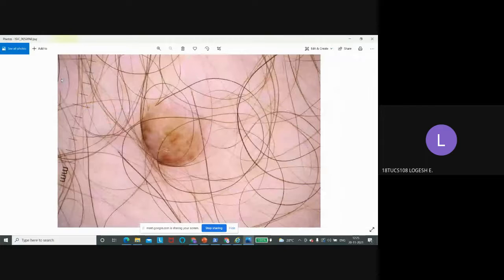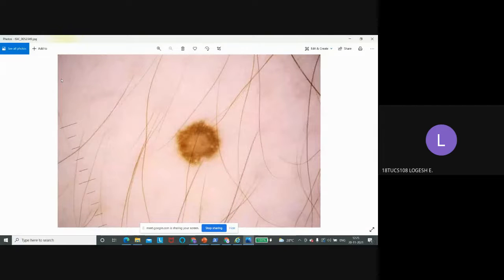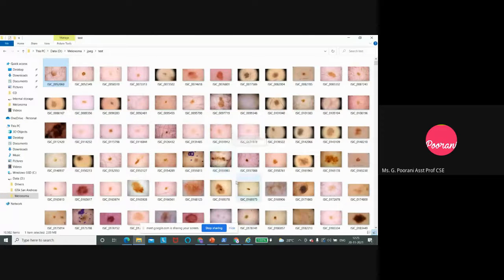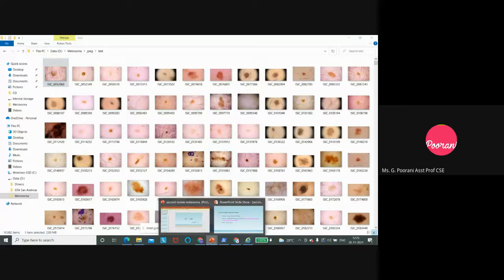These are all the images. Okay, pa. So you have taken all these images as your training data, right? Yes, ma'am. Okay.